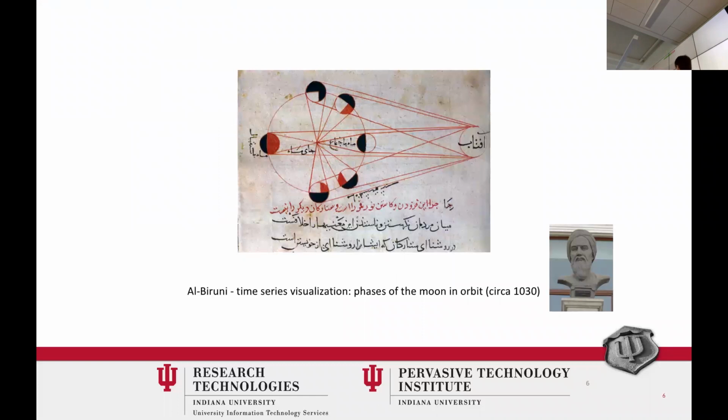This isn't necessarily the very first visualization, but just some early visualization from 1,000 years ago from Al-Biruni, who was looking at the phases of the moon and the relationship of the Earth to those phases, and plotted that out, again, about 1,000 years ago.